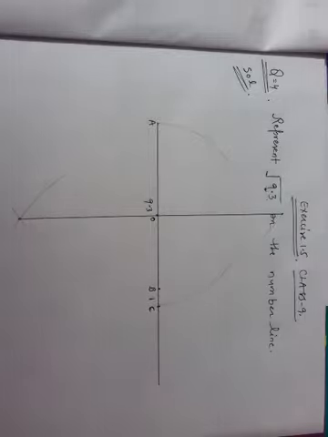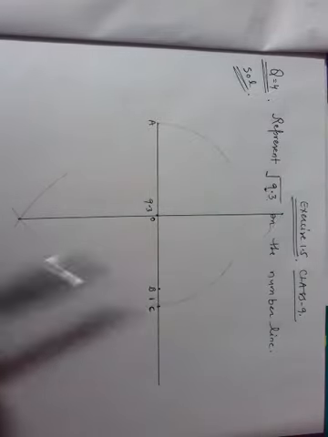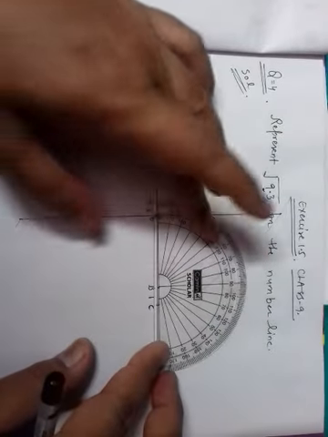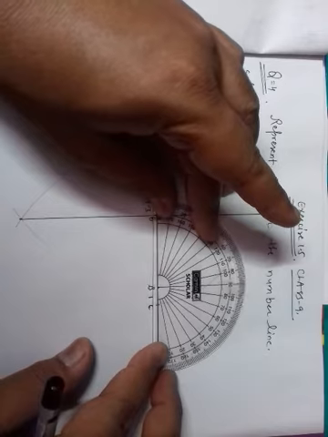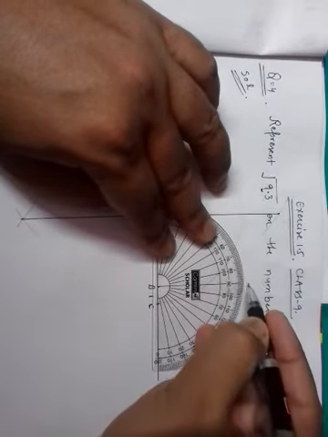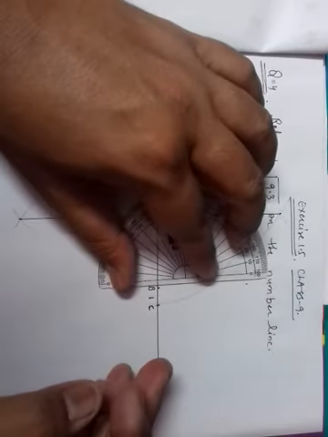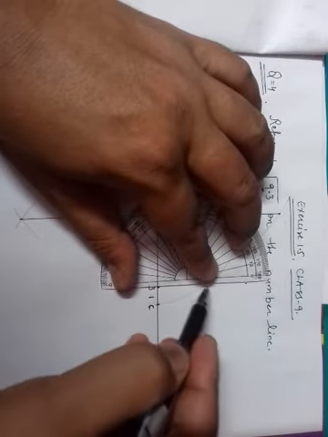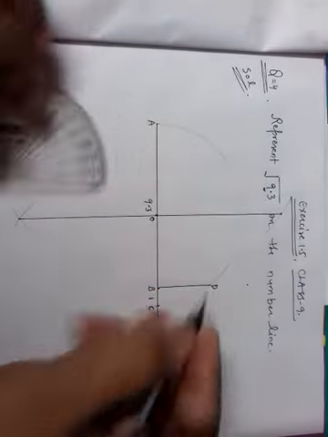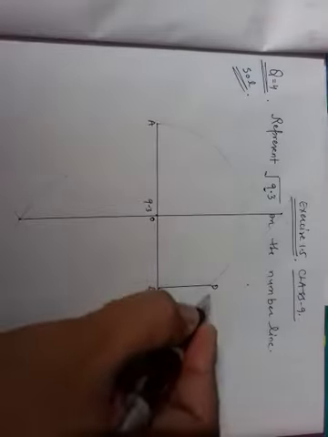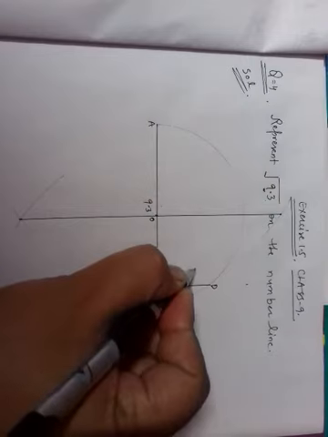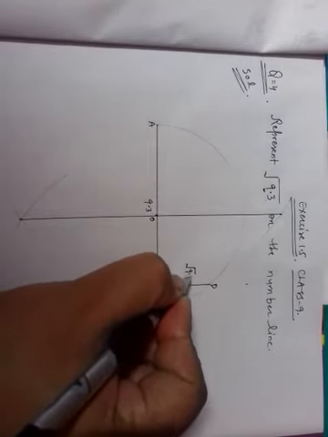Now what we will do? We will make the perpendicular at point B by using the protractor. This is the 90 degree. So this point is D. This perpendicular cuts the semicircle at point D. BD is equal to under root 9.3.